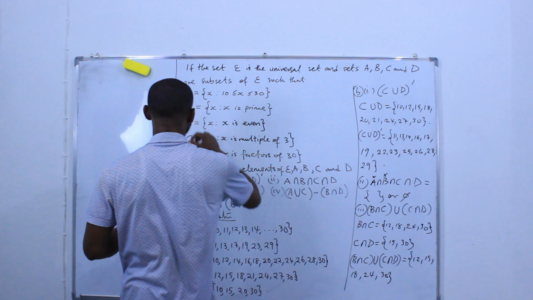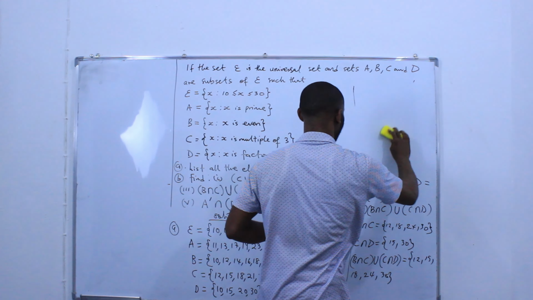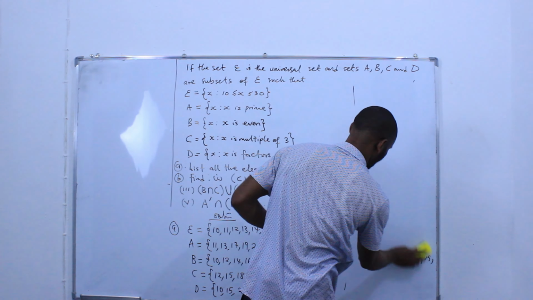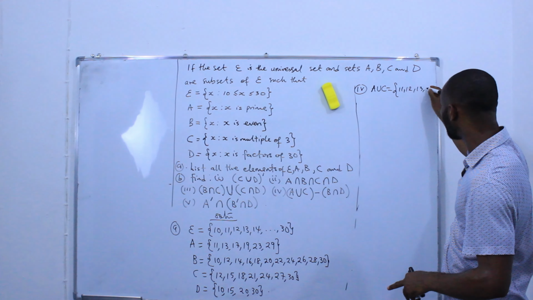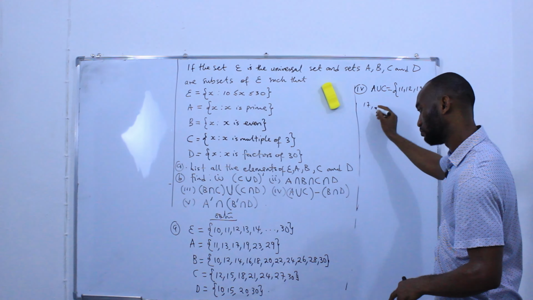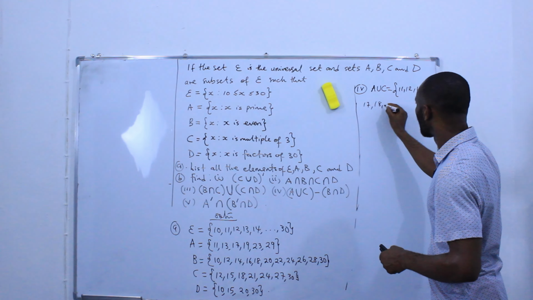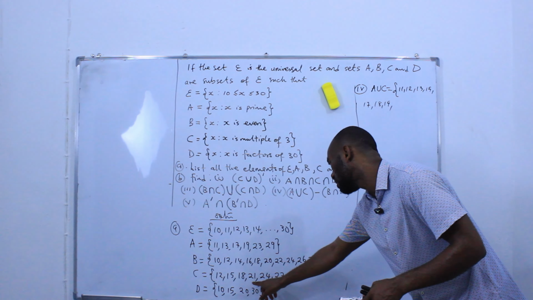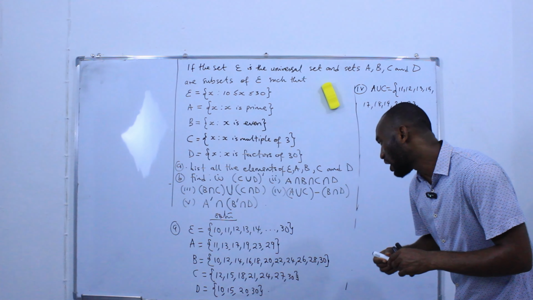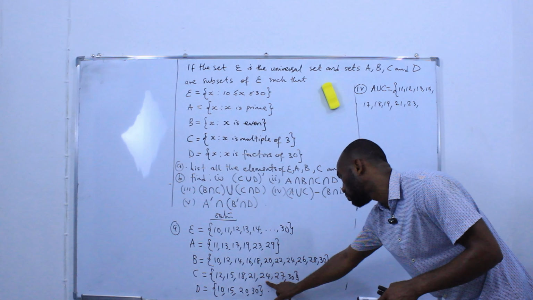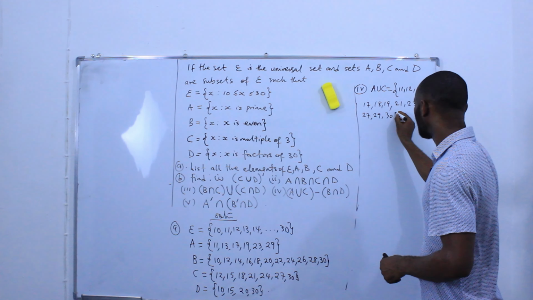Now I will go ahead to solve for the next one. 11, 12, 13, 15, 17, 18, 19, 21, 23, 24, 27, 29, and then 30.